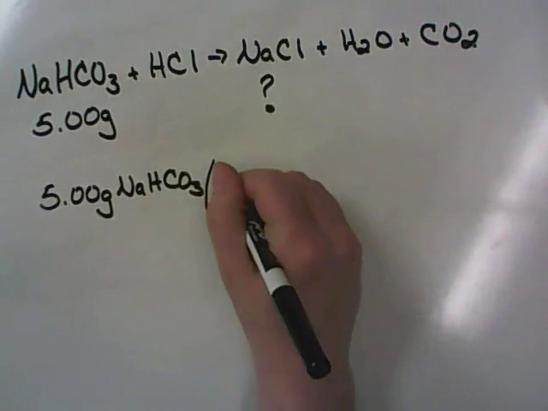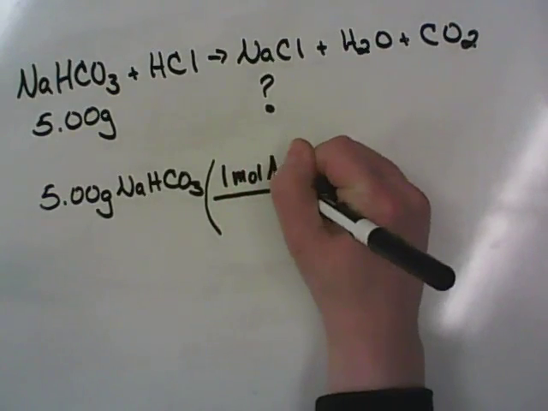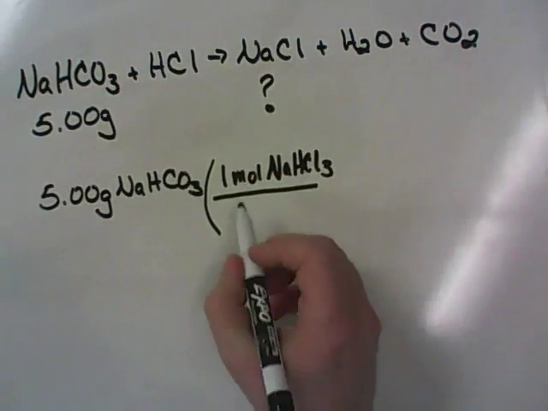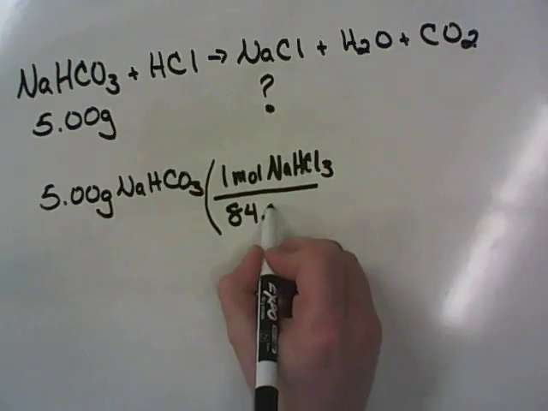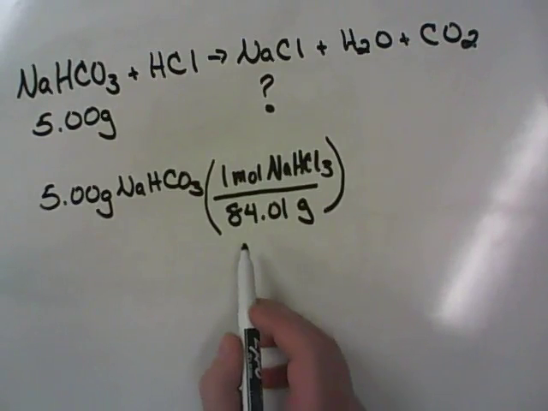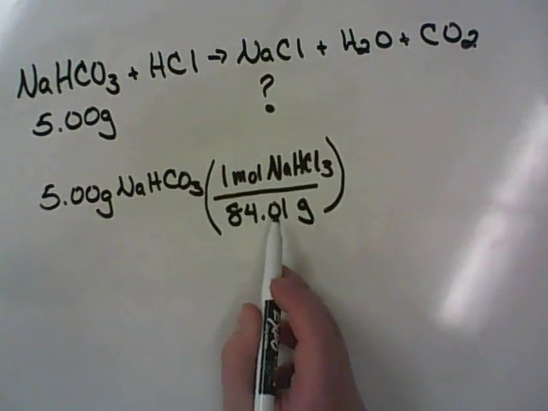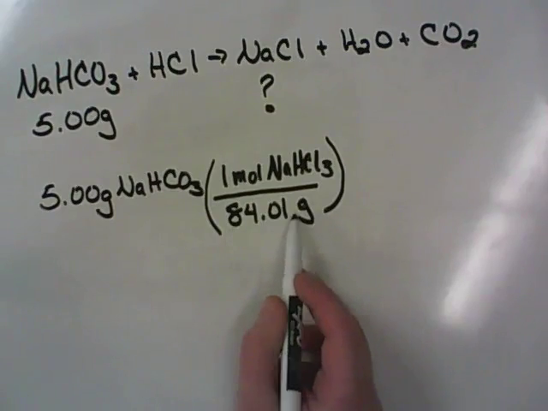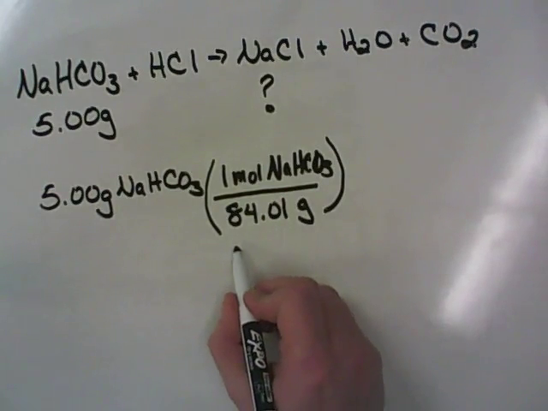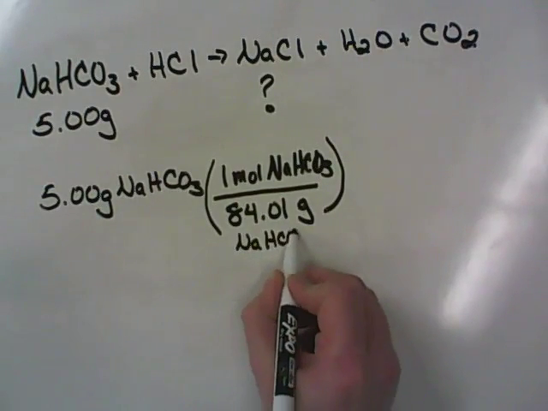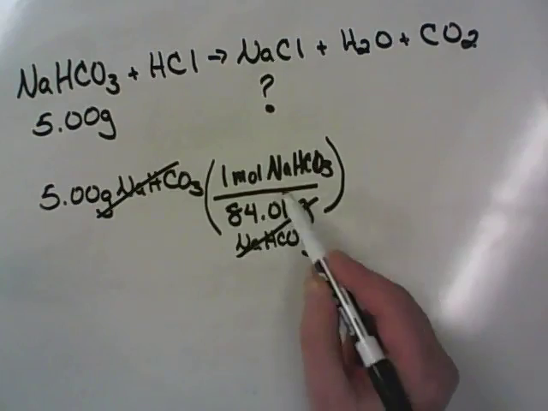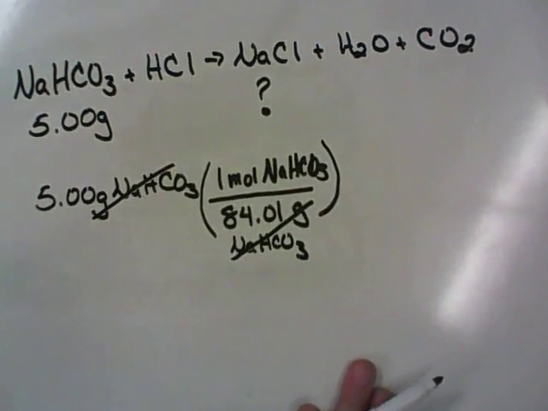I'm going to say that for 1 mole of NaHCO3, the mass of that is 84.01 grams. I did my chemical inventory and added everything together and figured out that this was the formula mass. Now, my grams of NaHCO3 will cancel with my grams of NaHCO3. Here, grams will cancel with grams, and I'll be left with my moles in my numerator.